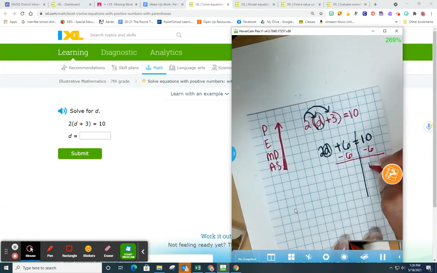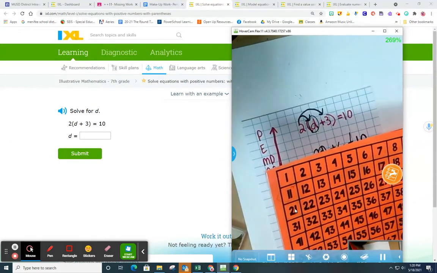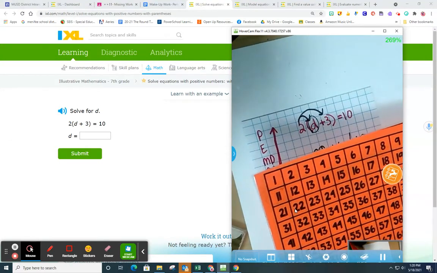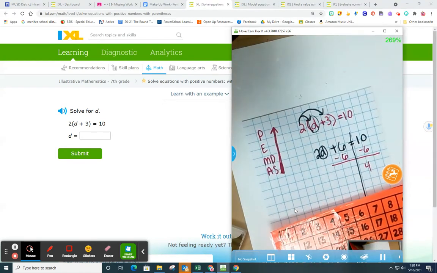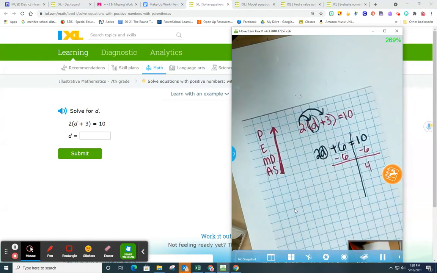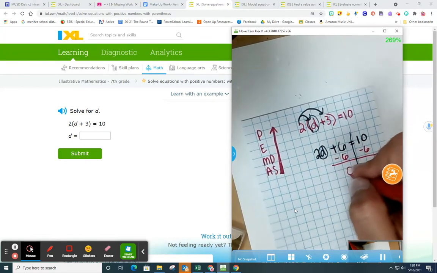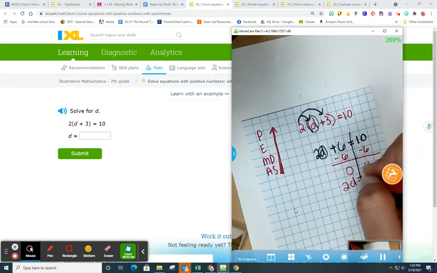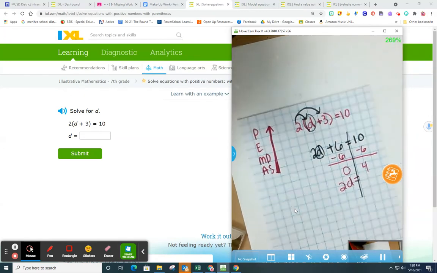10 take away 6 is 4. If I wanted to use my hundreds chart here, I could go 10, 1, 2, 3, 4, 5, 6, and that's going to take me to 4. 6 take away 6 is going to be 0. And then I've got my 2d equals 4. Okay. Now I'm ready to keep on solving though.